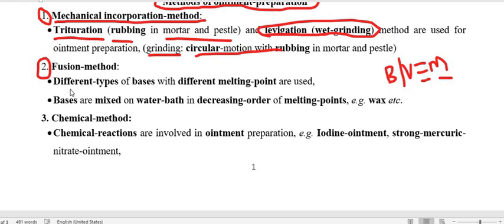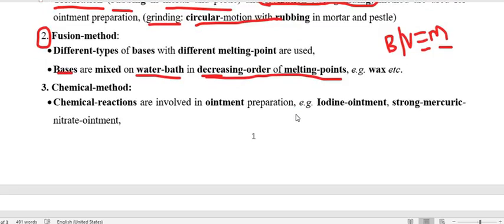So in the fusion method we are applying heat to melt the bases from higher to lower melting point. We are mixing the bases by applying heat in a water bath in decreasing order of their melting point. This mixing of the bases is called the fusion method.